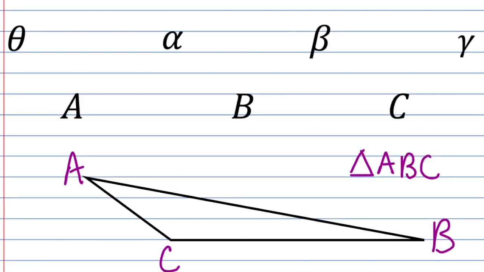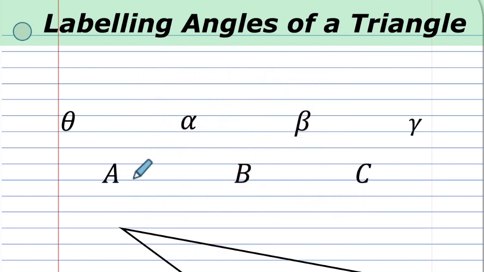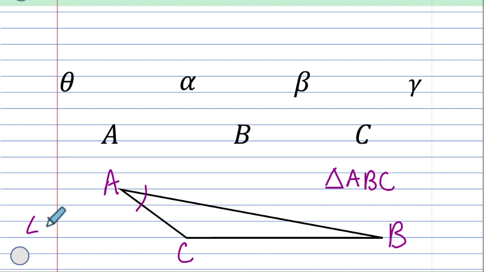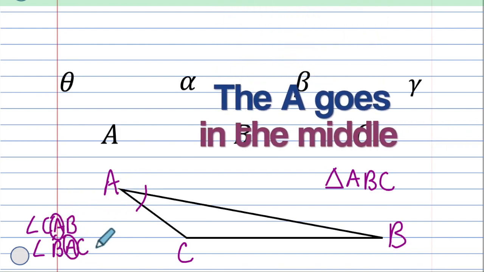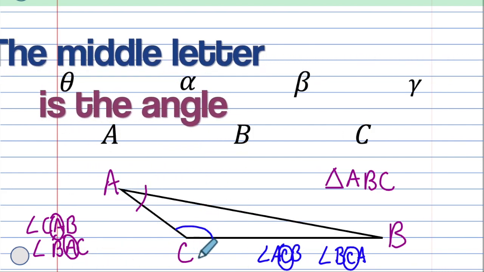The order doesn't matter. We can label the angles of a triangle a few different ways, either by using capital letters, Greek letters, or three capital letters. Angle CAB or angle BAC refers to angle A. You put the angle in the middle. Angle C would be angle ACB or angle BCA. Again, the middle letter refers to the angle.